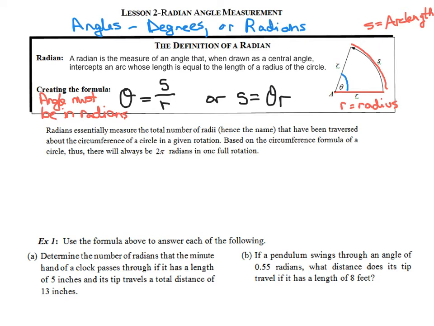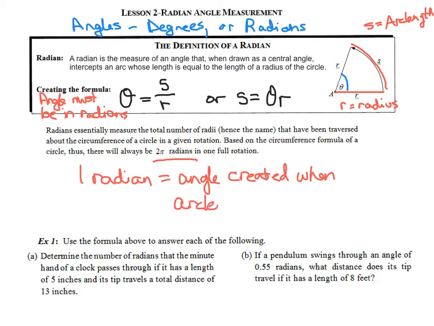So radians essentially measure the total number of radii that have been traversed around the circumference of a circle in a given rotation. Based on the circumference formula of a circle, there will always be 2 pi radians in one full rotation. So again, 1 radian is equal to the angle that is created when the angle that we've chosen has the arc length equal to the radius of the circle. So when this measure right here, the radius, equals this measure right here, the arc length, the angle that we have drawn has to be equal to 1 radian.